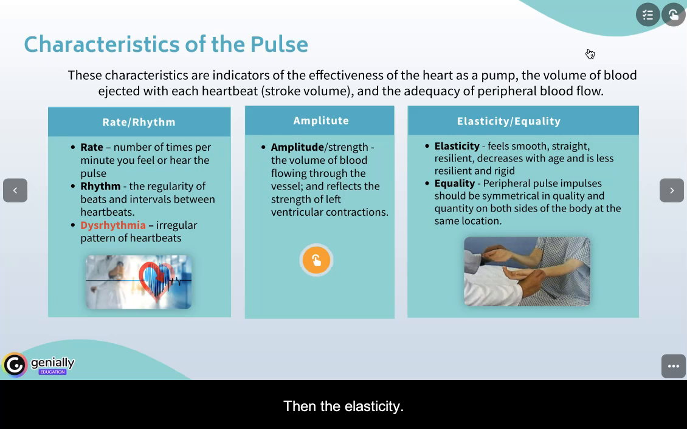Then the elasticity. Does it feel smooth and straight and resilient? This decreases with age, and with age it's less resilient and more rigid. Equality. You want to check both radial pulses at the same time, both peripheral pulses, whether you're doing the feet or the hands, except for the carotid, right? You want to make sure it's symmetrical. So once again, the rate, rhythm, amplitude, elasticity, and equality. That's what you want to measure.